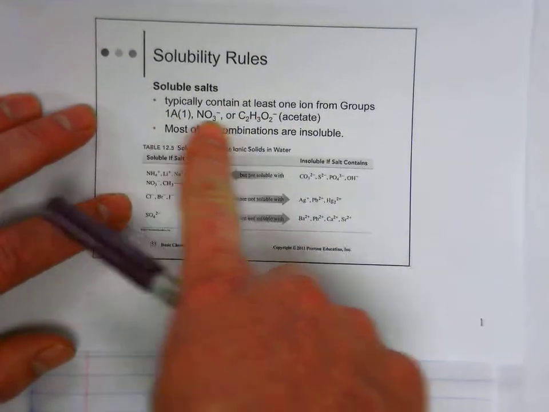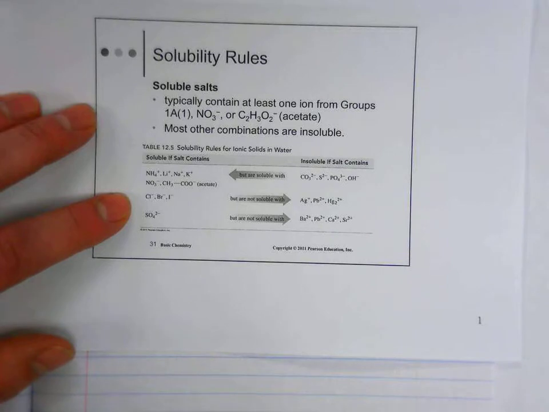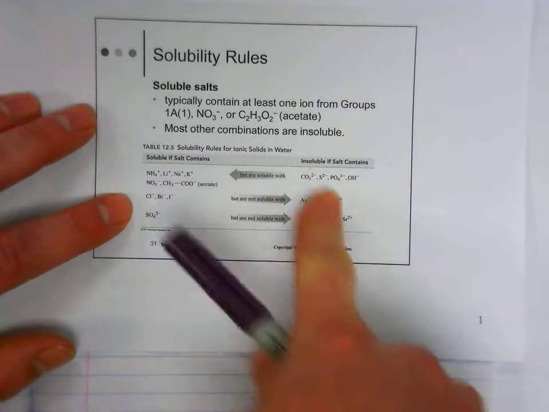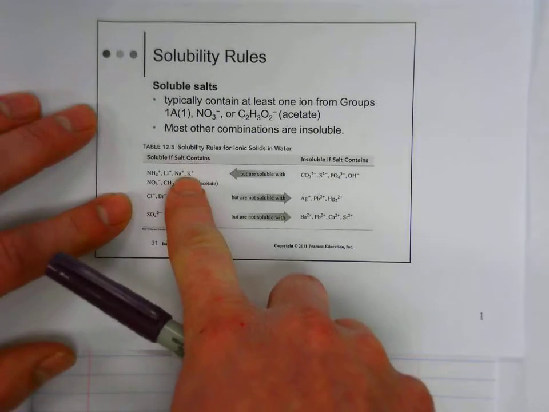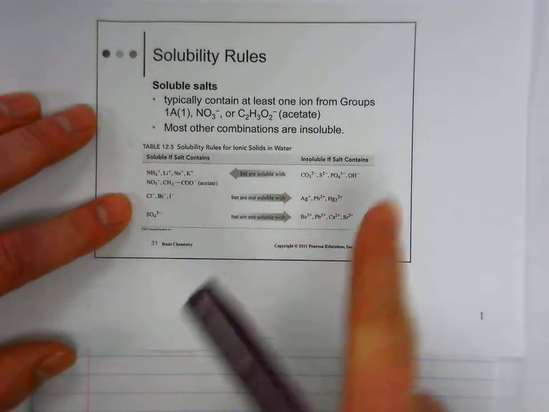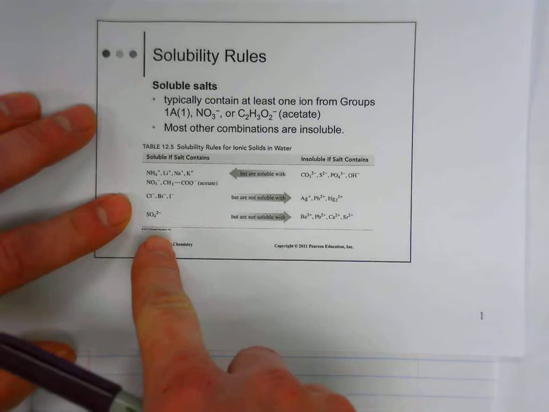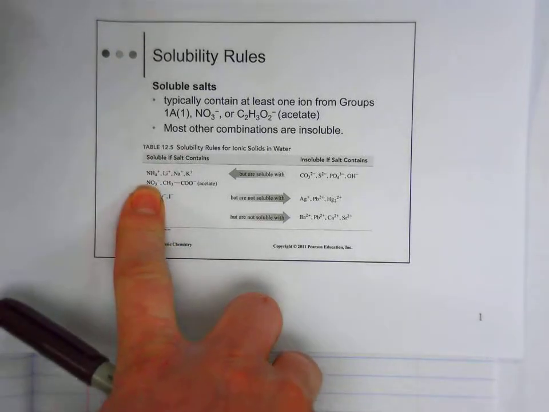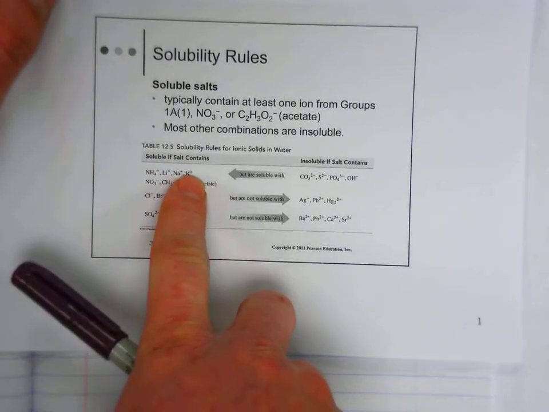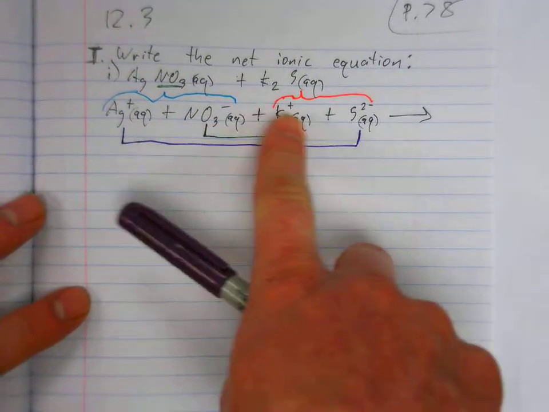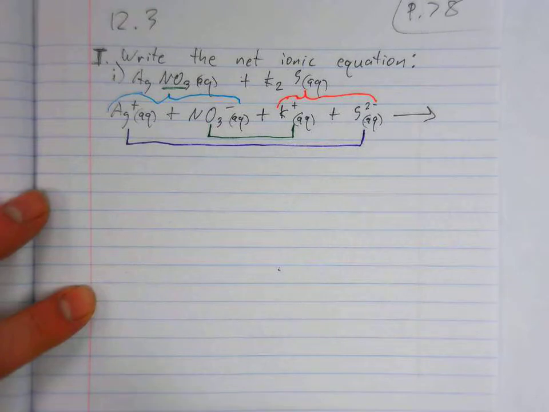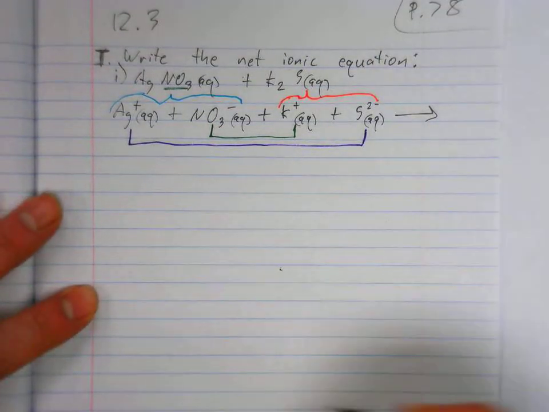Typically, group 1A compounds are soluble, and we can see this table here from our textbook. Now, notice that potassium is on the soluble side, and nitrate is also on the soluble side. So we can predict from that, since both of those are soluble, that the combination of potassium and nitrate would still be soluble. So let's go ahead and write those out as ions.